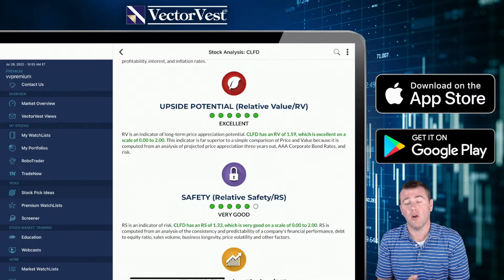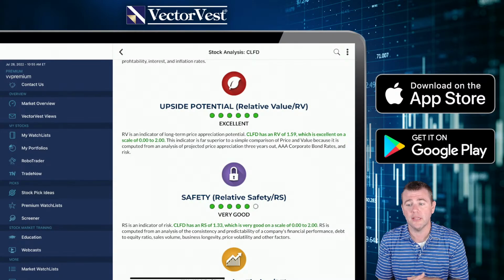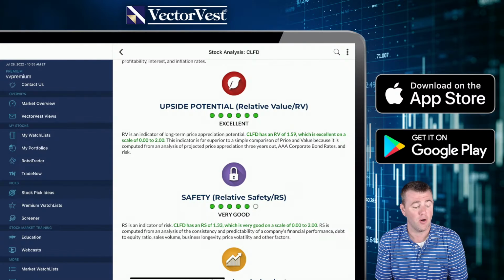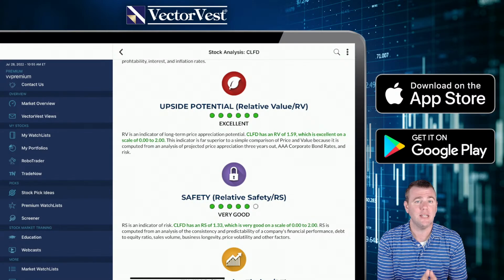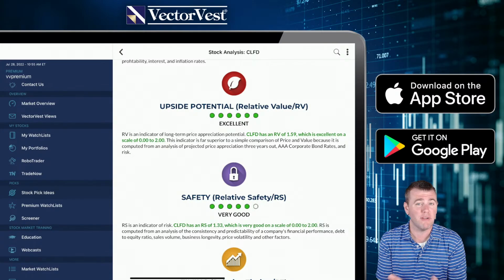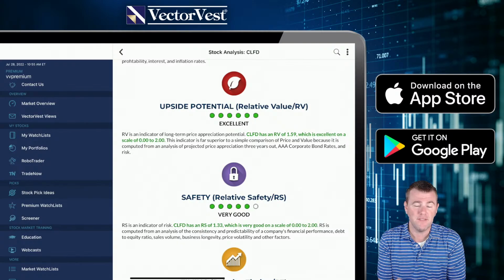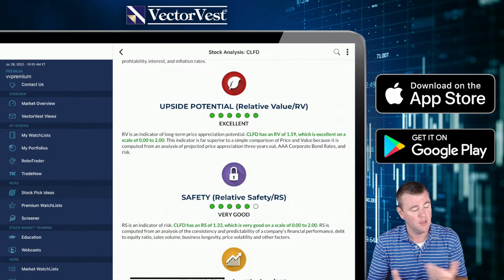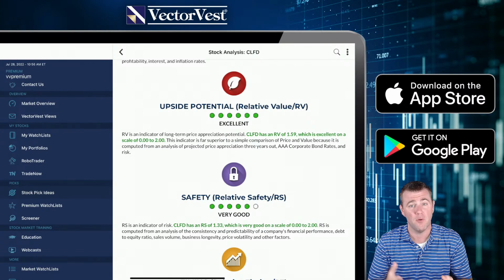So we start off with the RV, or relative value, which is looking at the long-term price appreciation potential of the stock compared to AAA corporate bonds. So what that means is when you see, for example, CLFD has an RV of 1.59, that's telling us we expect to see this stock outperform a AAA corporate bond, or a relatively safe investment, by roughly 59% over the next 1 to 3 years. While you don't need to worry about getting caught up in those fine details, once again, just stick to the 0 to 2 scaling. Above 1, the better. Below 1, worse.